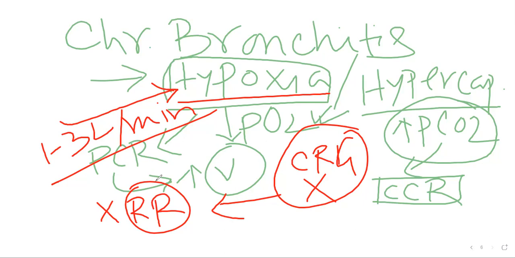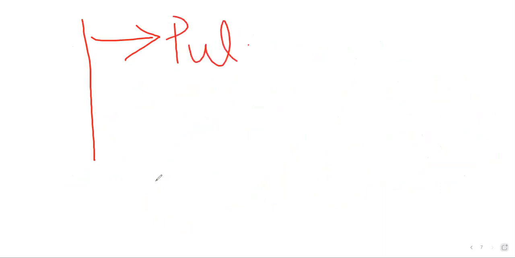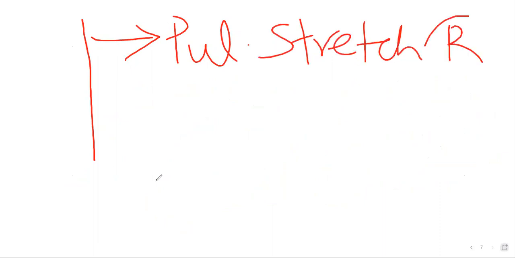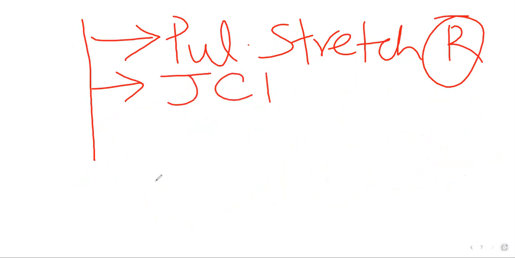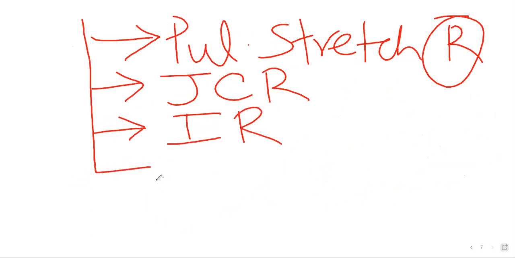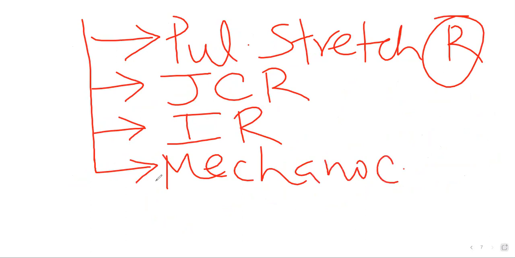Now, the next thing is that we should have an idea about the receptors which are present in our respiratory system. These are the pulmonary stretch receptor. This is one thing. Then the juxtacapillary receptor, JCR. The third one is the irritant receptor, and the fourth one is the mechanoceptor. So what are those and where exactly are they situated?